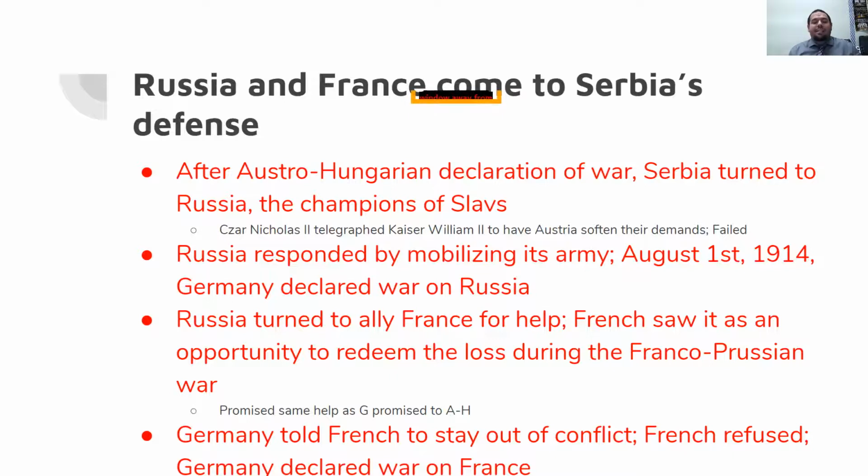So France sees this as an opportunity, of course, to redeem themselves, because they've just been chomping at the bit to kill some Germans, to kill some Prussians. So they want redemption for their loss during the Franco-Prussian War. And the same help was promised as Germany gave Austria-Hungary. So France has given Russia a blank check as well.